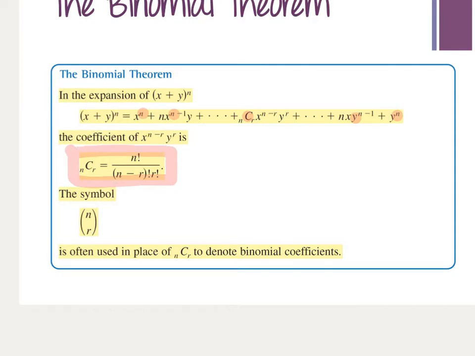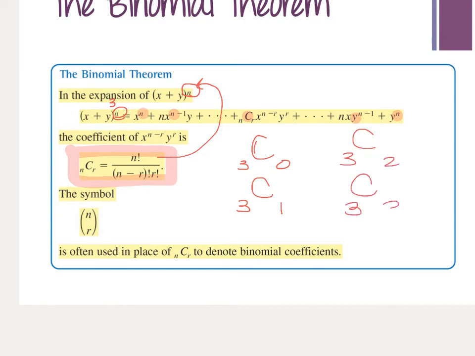So this is one way to find the coefficients of your terms. The CNR. The n is the number that is your exponent on your original binomial. The equation is n factorial over n minus r factorial times r factorial. The r is which term you're trying to find. So the very first one would be C, and let's just say it's raised to the third power. It would be 3, 0. And then the next one would be C 3, 1. And then the next one would be C 3, 2. And then the next one would be C 3, 3.